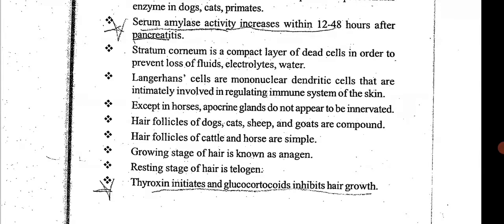Thyroxine initiates and glucocorticoids inhibit hair growth. Hair growth is initiated by thyroxine, so thyroxine can cause the anagen phase, and glucocorticoids inhibit the hair growth, which is also known as the telogen. And hairs of cattle and horse have simple follicles, whereas those of small ruminants and dogs have compound follicles.